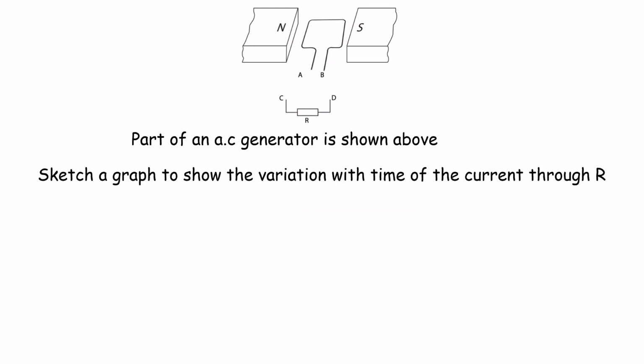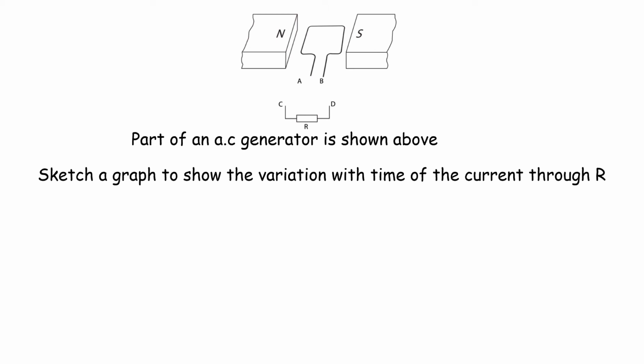Next question. Sketch a graph to show the variation with time of the current flowing through R. Because it's an AC generator, we know the induced current produced is not going to be in the same direction, and so the sketch is going to be a sinusoidal curve or a sine wave, and that is what we see depicted there, with current on the vertical axis and time on the horizontal axis. And we have the graph starting from 0.